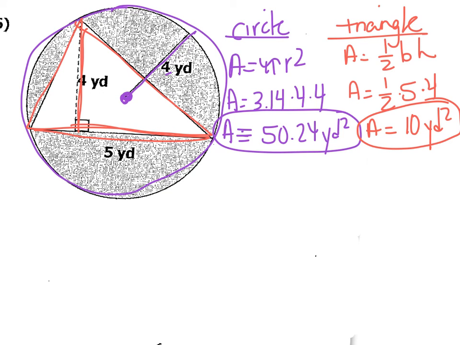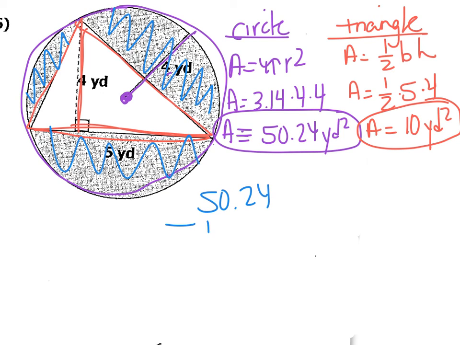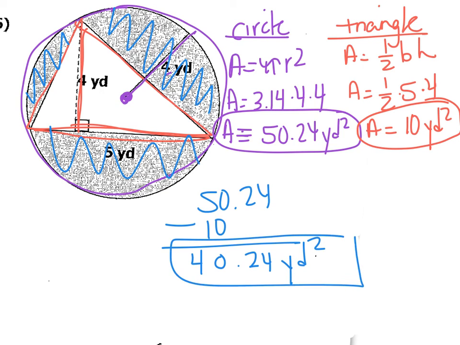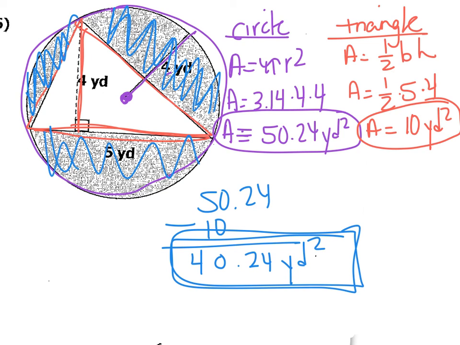So then finally, to get the area of just the shaded region, we need to take the area of the circle, because that's the bigger figure, and subtract out the area of the triangle, since the triangle is kind of like a hole in the circle. So when I subtract them, I end up getting 40.24, and this would be square yards. So that is the area of the shaded region, 40.24 square yards. And those are some examples of how to find areas of complex figures.